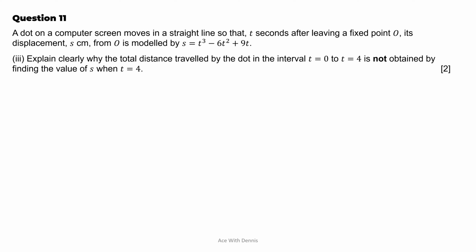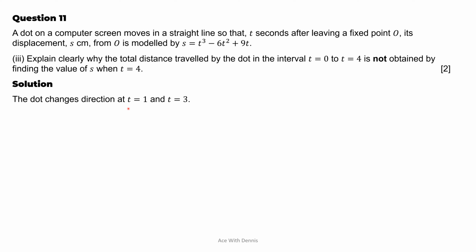Part 3. Explain clearly why the total distance traveled by the dot in the interval t equals 0 to t equals 4 is not obtained by finding the value of s when t equals 4. 2 marks. Okay, here's a solution. Now why not we just substitute t equals 4 into this equation to get the distance traveled from t equals 0 to t equals 4?